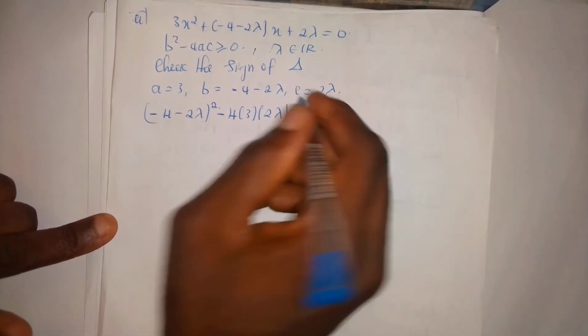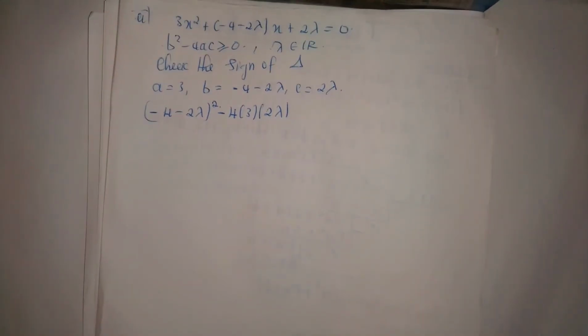minus 4ac, 3 into c, which is 2 lambda. Are we together? Here I'm not going to put an equals sign; I am going to use an inequality, because I'm trying to check the sign. If it is always positive, then we are going to conclude that the roots of that equation are always real. But if it is contrary, then we won't be able to show it, and we would have an opposition of what they said. But since they said we should show that, it means normally it should be real, and so we need to show and verify that it is real.